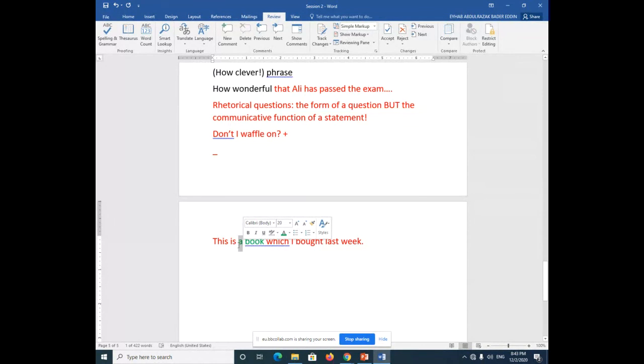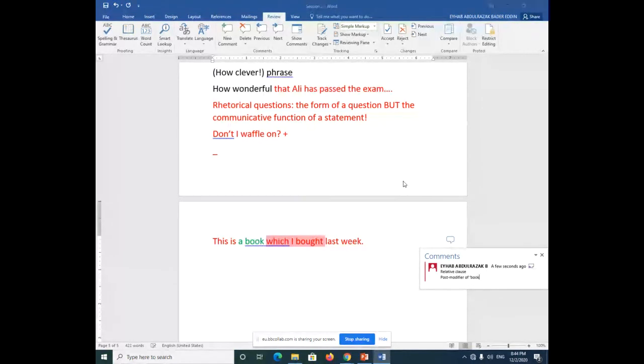We call it a determiner because it comes before the noun, and we call it pre-modifier. And which I bought is a relative clause. It is considered to be a post-modifier of the word book because it came after the word book. Right? Clear? Of course. Okay.